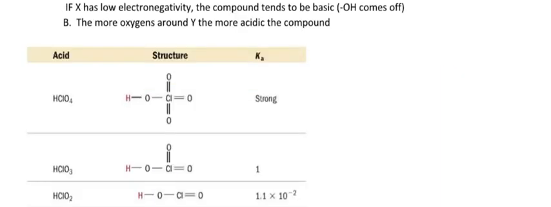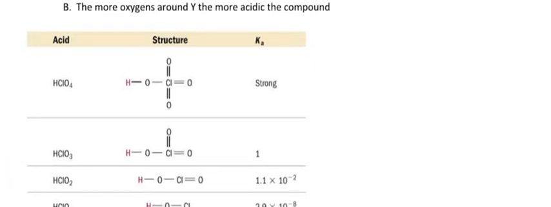All right, so what if X has a low electronegativity? All right, the compound tends to be basic. That's why, let's say, sodium hydroxide is basic because sodium has a very low electronegativity. So in the case of sodium hydroxide, the H doesn't come off, the OH comes off. All right, so that might make some sense there too.